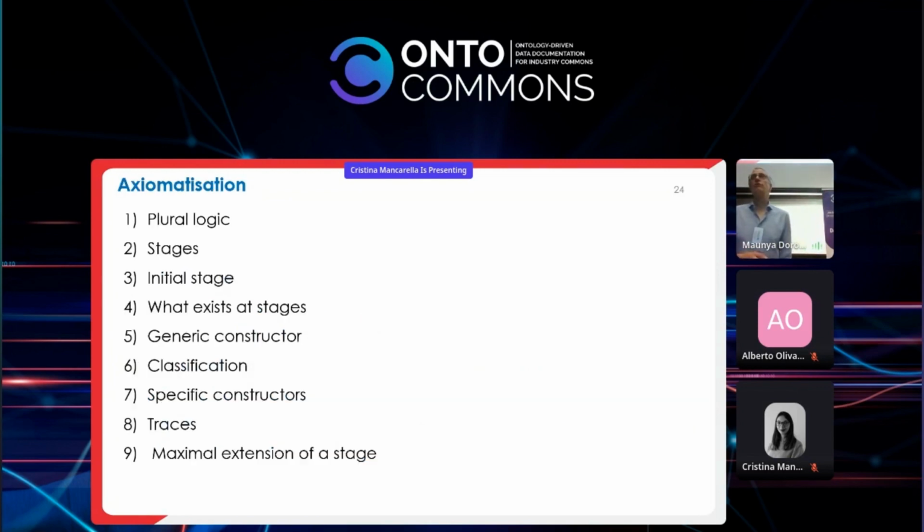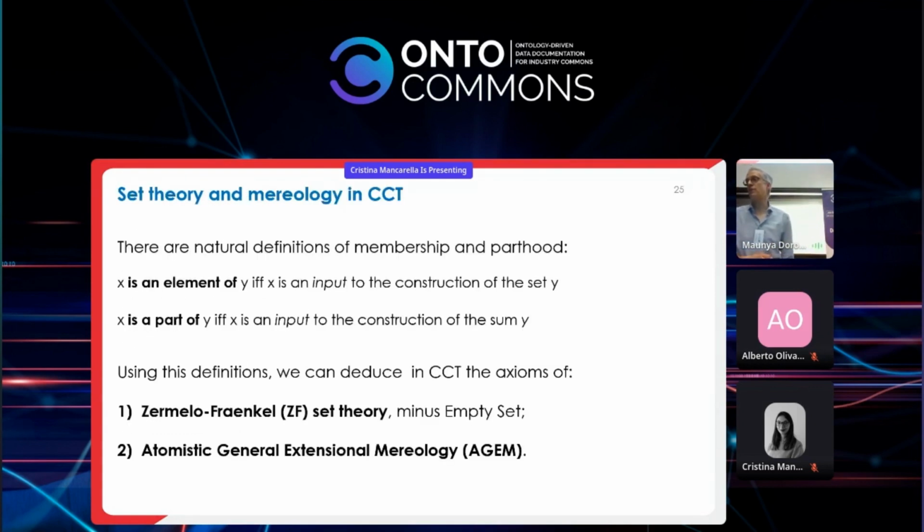And to give you just a flavor very quickly of the axioms, they come in different groups. So some axioms are concerned with the plural logic that we use, others with the structure of the stages. We say there's an initial stage, there's stuff about what exists at a stage, and then of course axioms governing the individual constructors, and axioms governing the traces and so on. So quite a few axioms, but they break into two pretty natural groups.